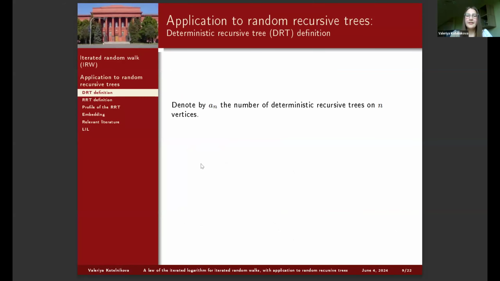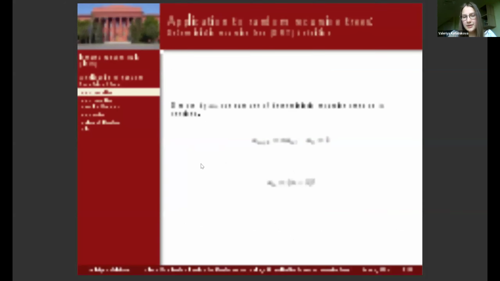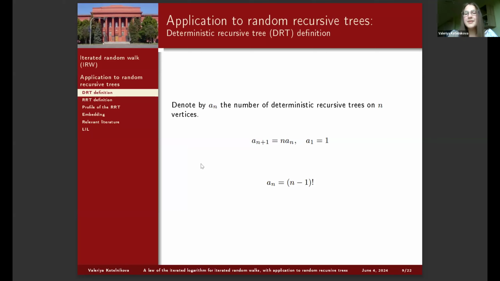We are interested in how many deterministic recursive trees on n vertices exist. When you have a deterministic recursive tree on n vertices and you want to add the n plus first vertex, you can add it in a unique way to one of the already existing ones. Therefore, we obtain such a recursive equation. After solving it, we figure out that the number we are interested in is n minus 1 factorial.